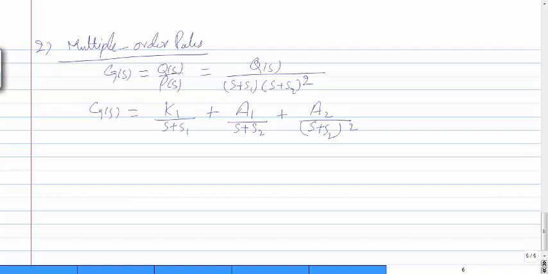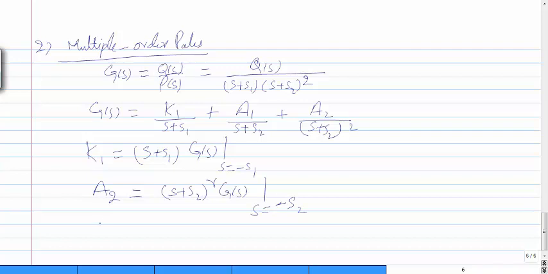So how do you calculate them? For k1 it is the same method: cover up method says multiply by s plus s1 times G of s and put s equal to minus s1. What about a1 and a2? For the highest value of a, that is a2, first solve that using the cover up technique, that is s plus s2 to the power r times G of s, and put s equal to, of course, the root, that is minus s2. Now for a1 you have to take the derivative of this, so you have to continue until you find all the coefficients.